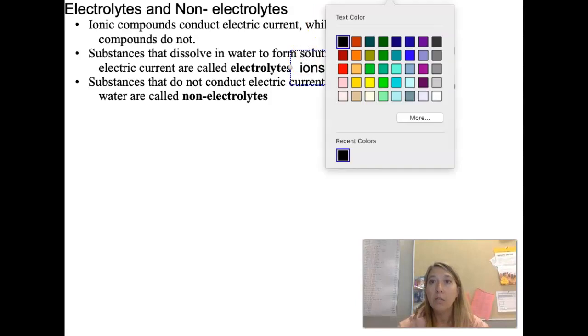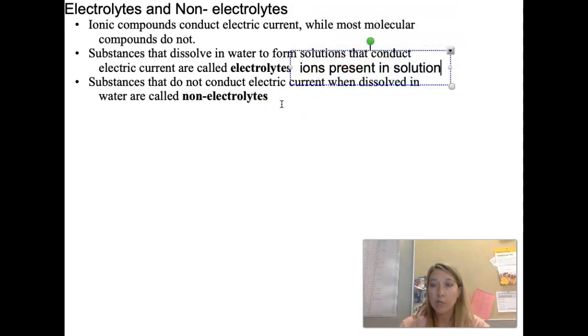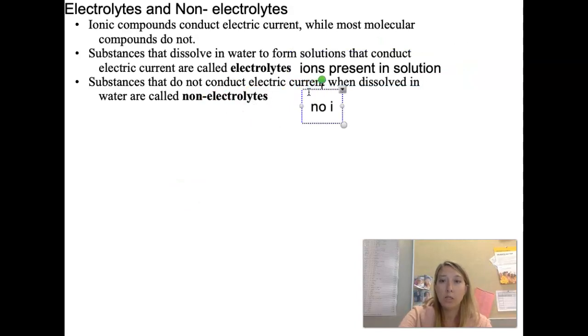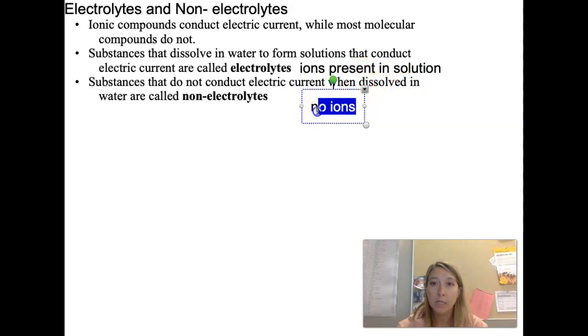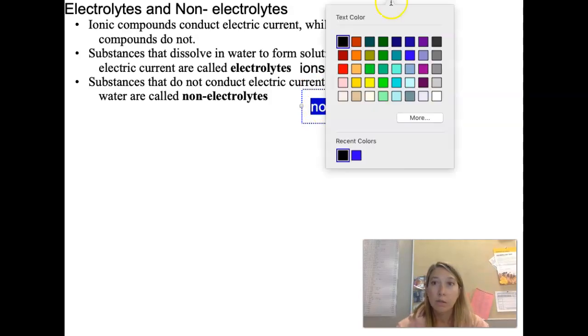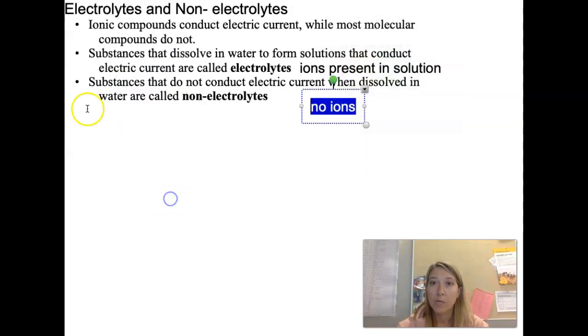Okay, I'm just going to change the color so you can actually see this. When we look at a non-electrolyte, this generally means that there are no ions. Right down here, no ions. Okay, and that is why it is incapable of conducting electricity.